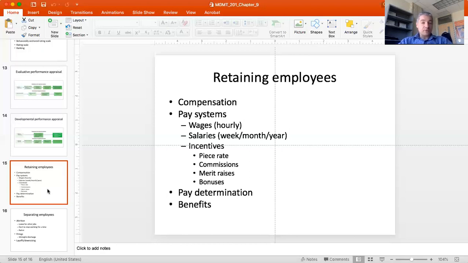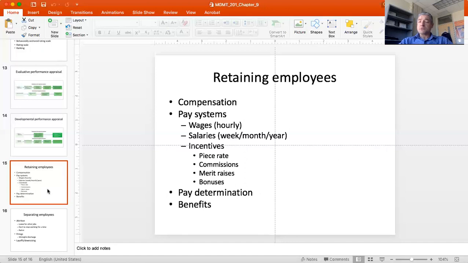You may provide to your employees some merit raises, and this is again where evaluative performance may come in handy. You may decide that each year, the top 15% of your employees receive a particular raise, right? So it does add incentives to employees to work harder, to work smarter, and that's a good thing for the company. And then finally, there may be bonuses.